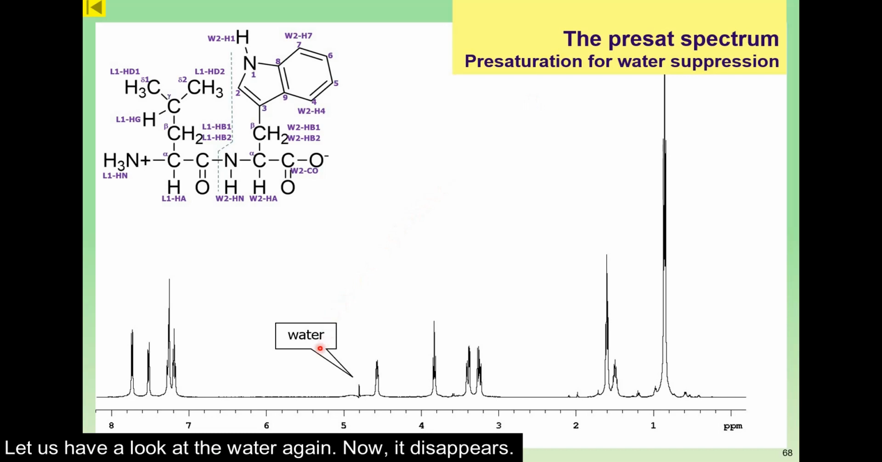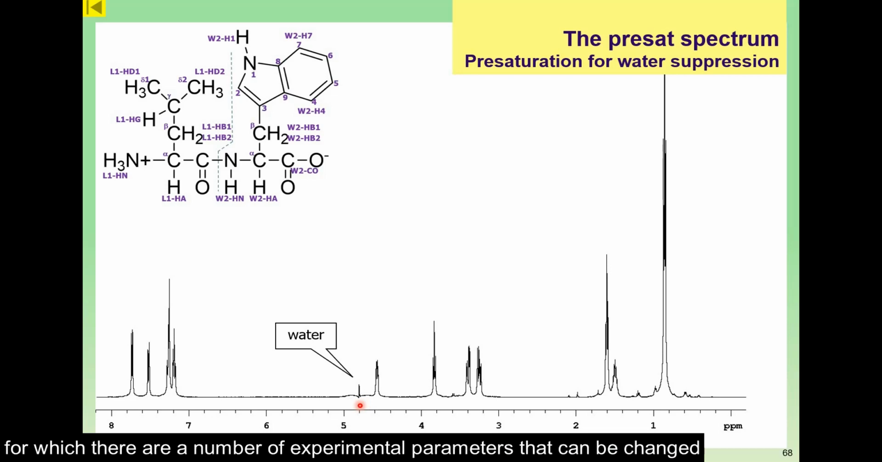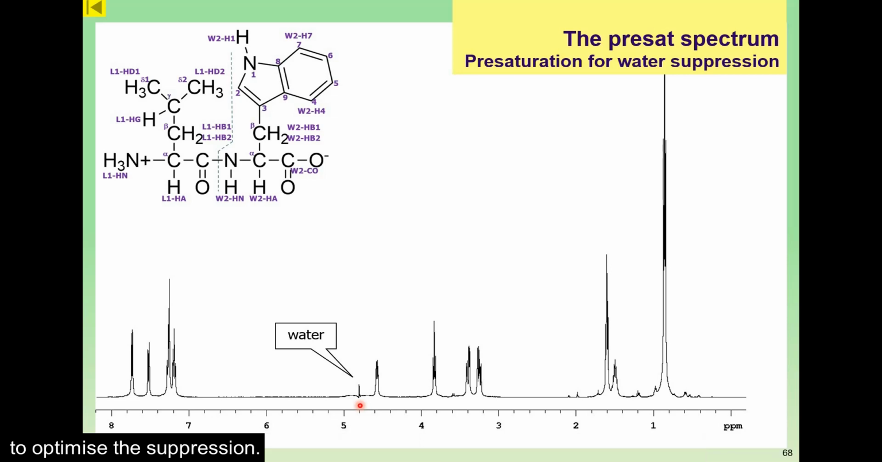Let us have a look at the water again. Now, it disappears. This is called water suppression, and it is important. There are a number of NMR techniques for water or solvent suppression, for which there are a number of experimental parameters that can be changed to optimize the suppression.